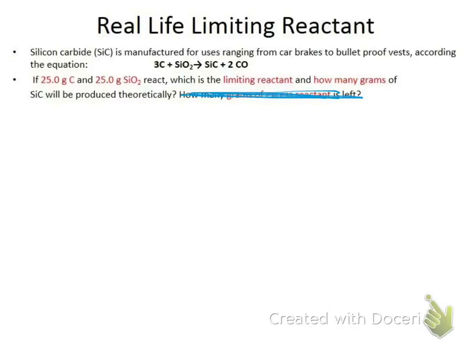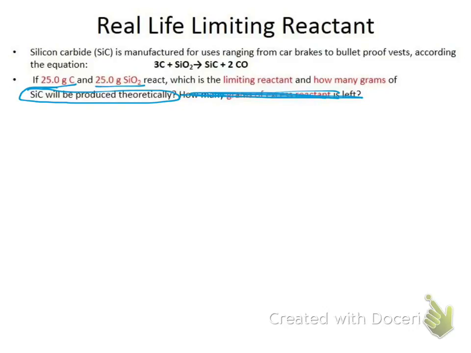All right. So we have 25 grams of each one of these reactants. We have carbon and silicon dioxide. Okay, so we're going to work it both ways, solving for what it's asking for. Okay, so it is ultimately asking us for how many grams of the silicon carbide is going to be produced theoretically. So that's what we're looking for. Okay, so we're going to work it once with 25 grams of carbon and then 25 grams of silicon dioxide.